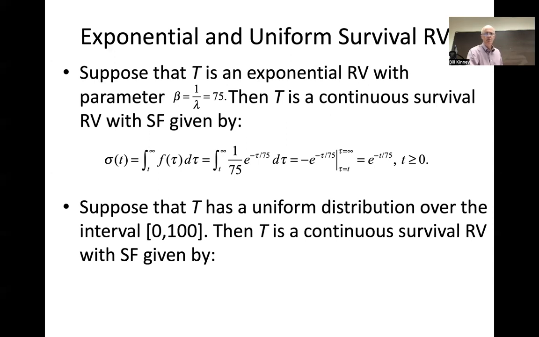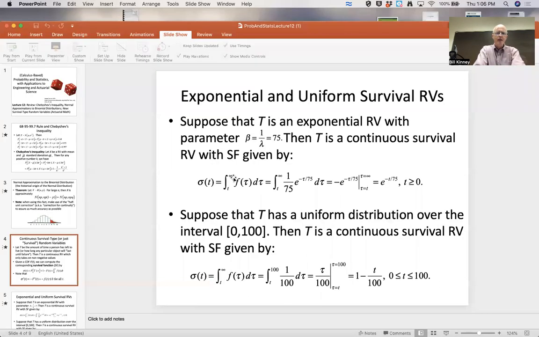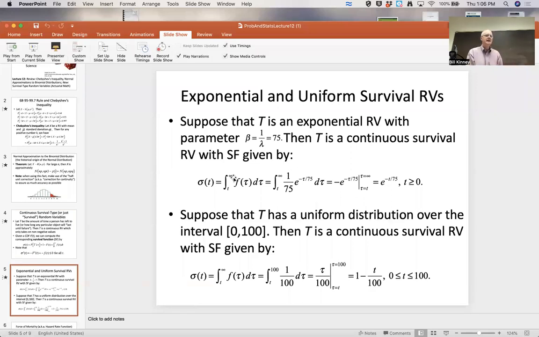As another example, compute the survival function, supposing t has a uniform distribution. We actually haven't talked about uniform distributions much. I think I alluded to them in the table. What does this mean? Over the interval from 0 to 100, this means that the PDF of t is a constant function, a horizontal line, over the given domain, 0 to 100 in this case. And it's 0 otherwise.